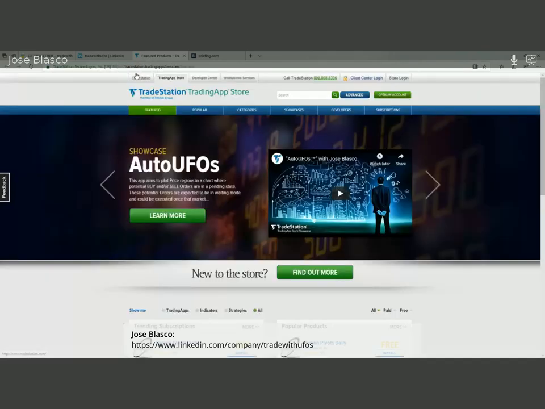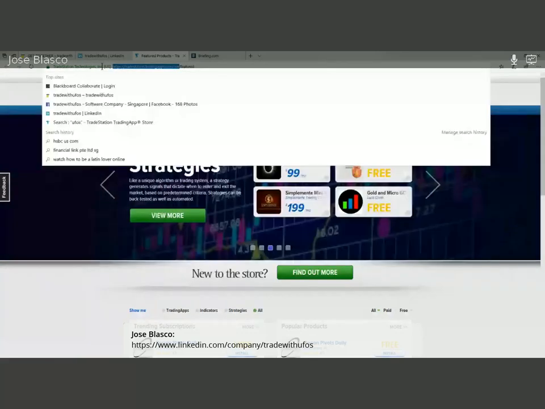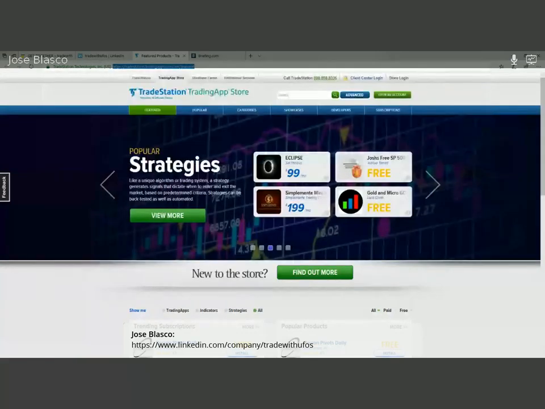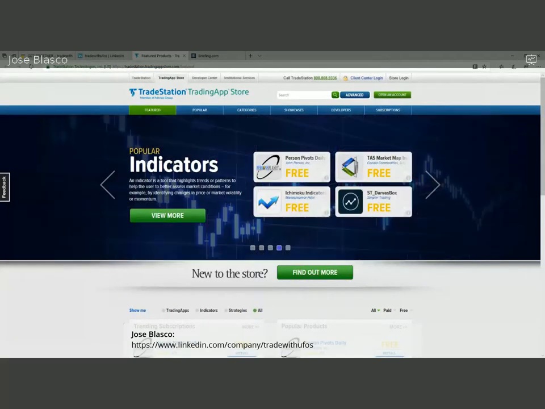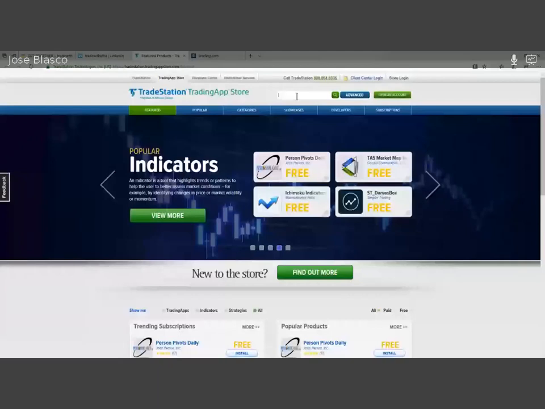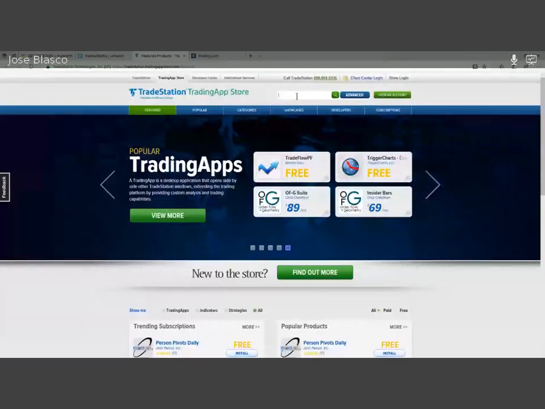One more, and we jump into TradeStation. The TradeStation Trading App Store page. Let me copy the link here on your page. So the TradeStation Trading App Store is the page where you connect to be able to add the AutoUFOs app to your TradeStation platform. How do you do that? Well, you just come into this white box, and you could either type AutoUFOs or simply UFOs, and then you click on the search button, okay?